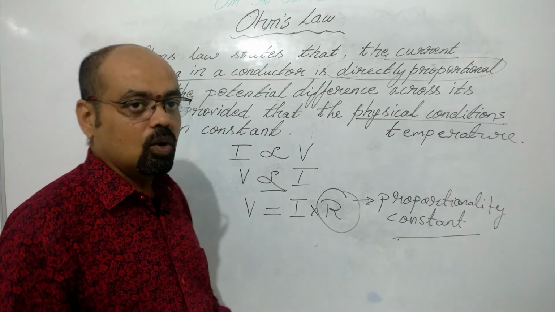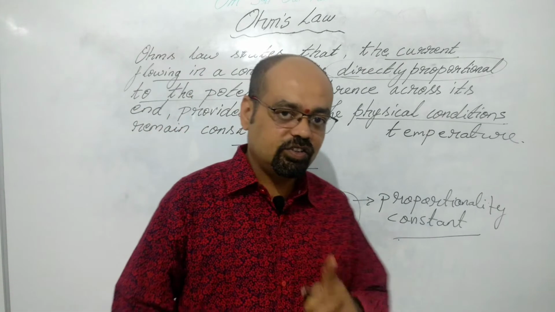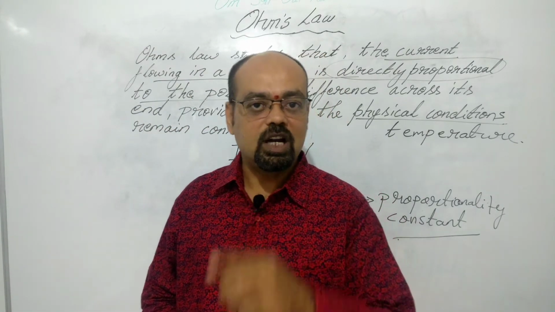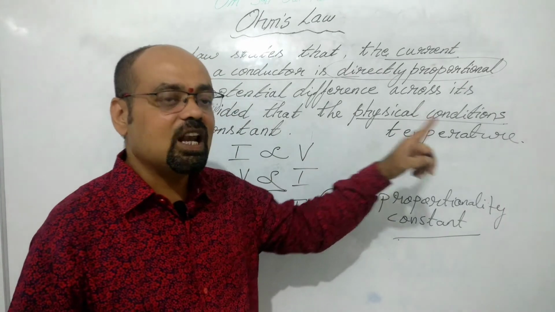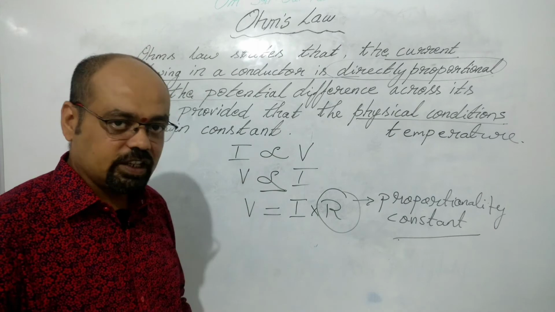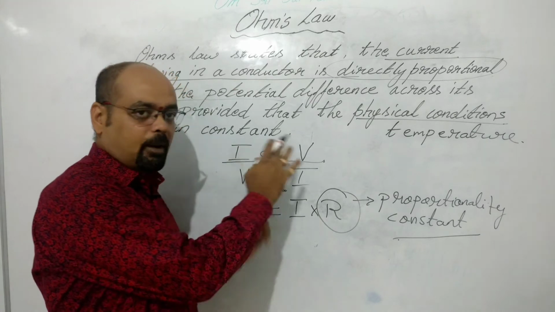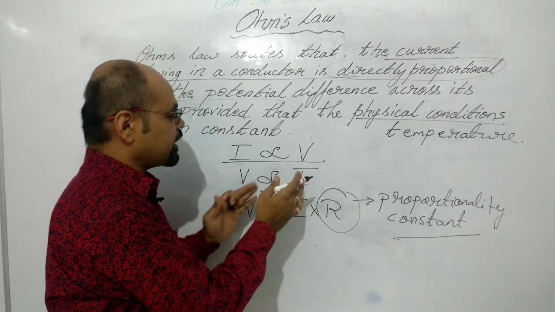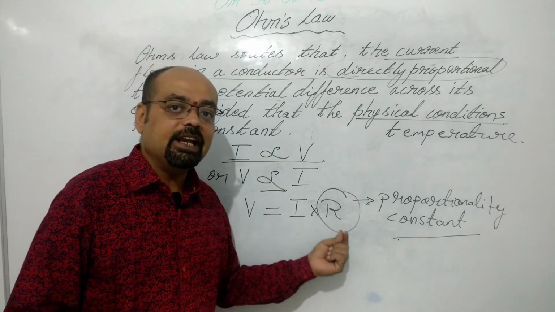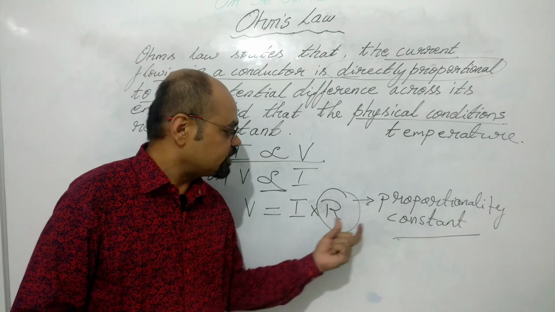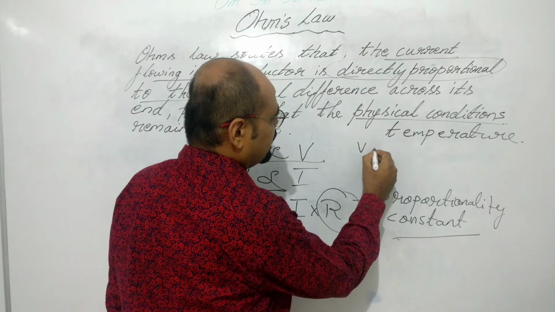So once again, Ohm's law states that the current flowing in a conductor is directly proportional to the potential difference across its ends, provided the physical conditions remain constant. That is how we write it as a mathematical formula. I is proportional to V, or we can also write it as V is proportional to I. V is equal to I into R. Proportionality constant is R.